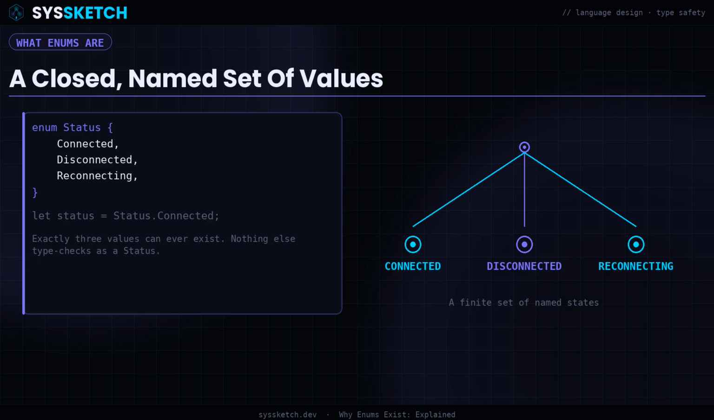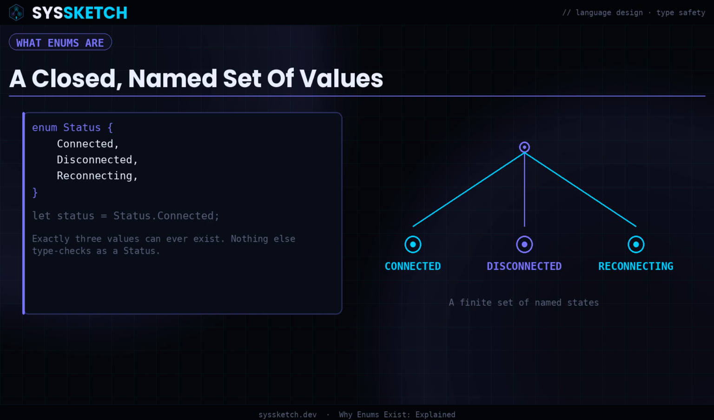Enum fixes this by giving that small handful of states its own type. You declare enum status with exactly 3 variants: connected, disconnected, reconnecting, and that's the entire universe of valid values. Nothing else type checks as a status. Not a similar string, not a close typo, not a value from some other enum. The compiler now knows, structurally, that a status variable can only ever be one of those 3 things.